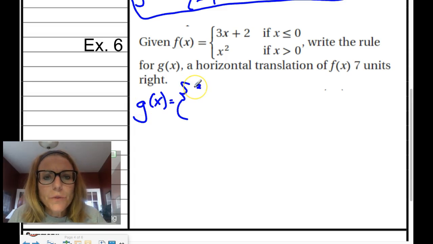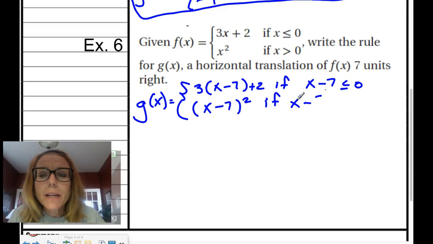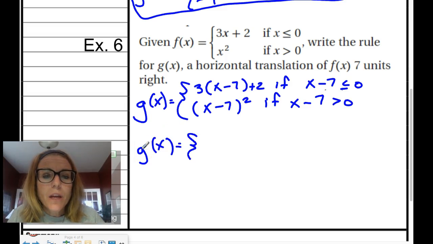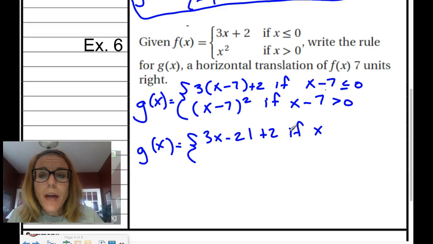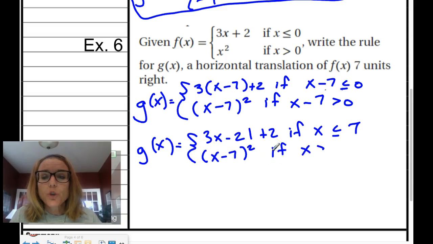Okay? So 3, instead of just 3x, it's x minus 7 plus 2 if x minus 7 is less than or equal to 0. And here we have x minus 7 squared if x minus 7 is greater than 0. Well, let's see what we have. We can distribute the 3. We have 3x minus 21 plus 2 if x is less than or equal to 7. Add 7 to both sides. And I'm not going to make you FOIL this out. I'm going to let you leave it as a binomial squared.